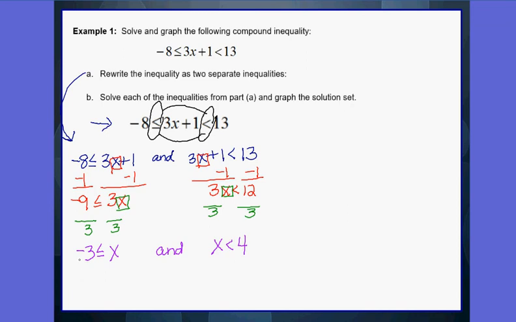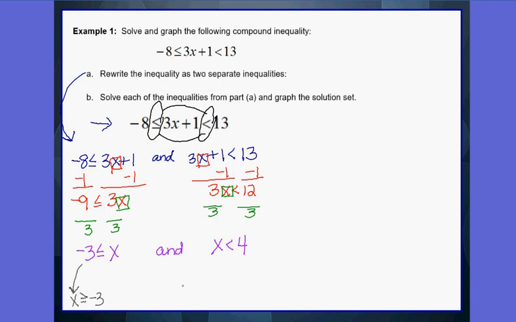Now remember, -3 is less than or equal to x really means that x is anything greater than or equal to -3. When it's written backwards, we could read it from the x. X is actually greater than or equal to -3, or some of us prefer to rewrite it. So now our entire solution set consists of this compound statement. -3 has to be smaller than or equal to x, and x has to be smaller than 4.